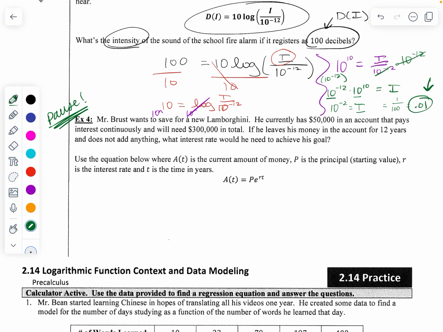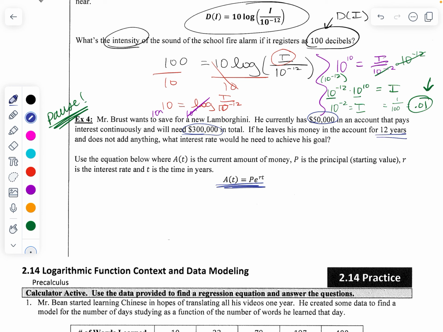So Mr. Brutz wants to save for a new Lamborghini. He currently has $50,000 in an account that pays interest continuously and will need $300,000 in total. Remember, this is our continuously compounded interest formula, A equals PE to the RT. If he leaves his money in the account for 12 years, and doesn't add anything, what interest rate would he need to achieve his goal?